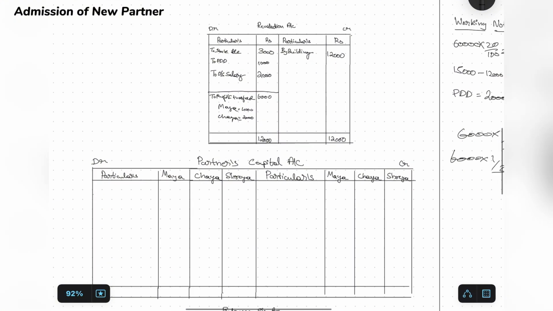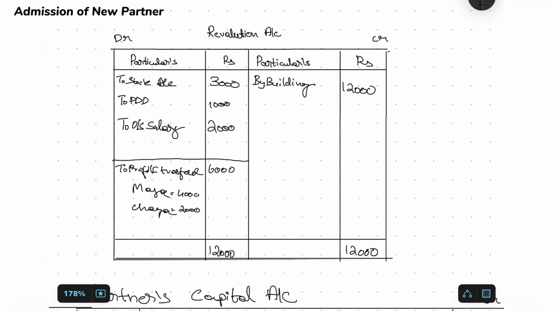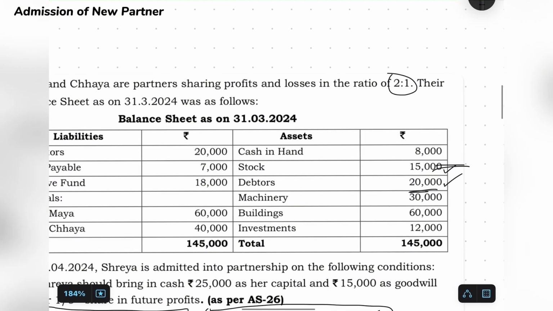Okay, so this is the analysis of the revaluation account. I can tell the building value increased by 12,000, that is the appreciation of 20% is 12,000, and next there is a decrease of stock, PDD, and outstanding salary. So I'm going to minus all the expenses from the income. I'm getting the profit. This profit I will transfer to the two partners, Maya and Chaya, based on their ratio, that is 2 is to 1.